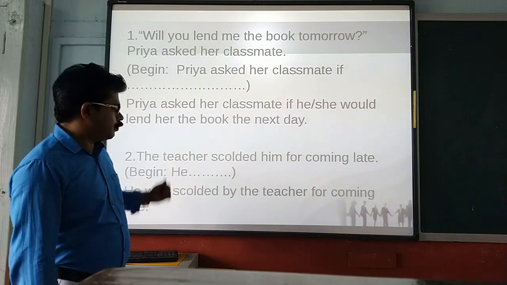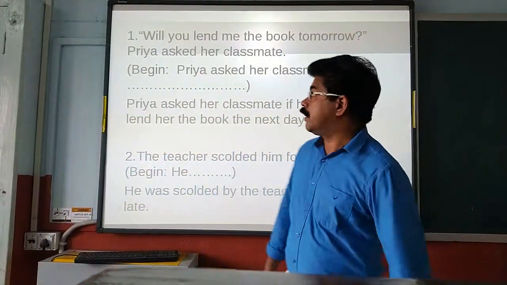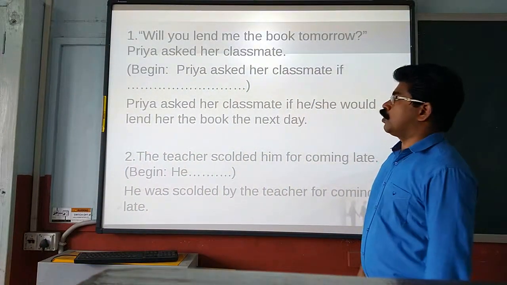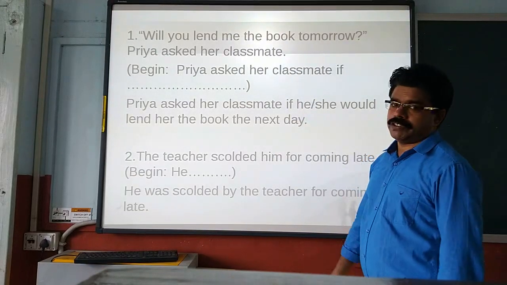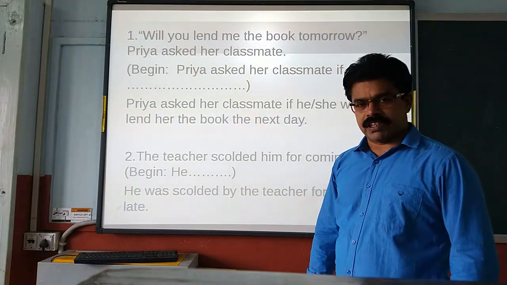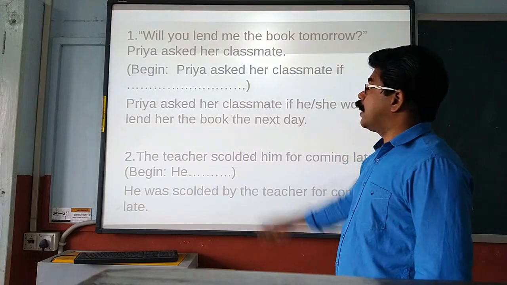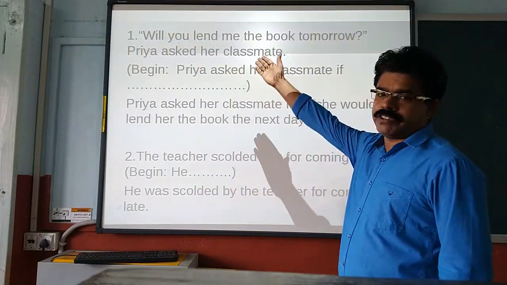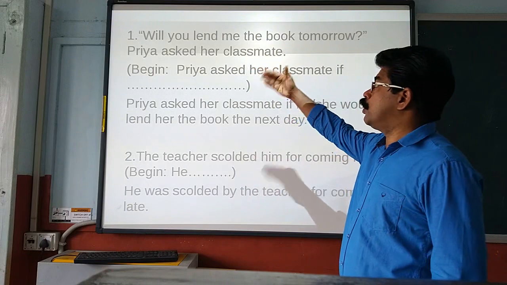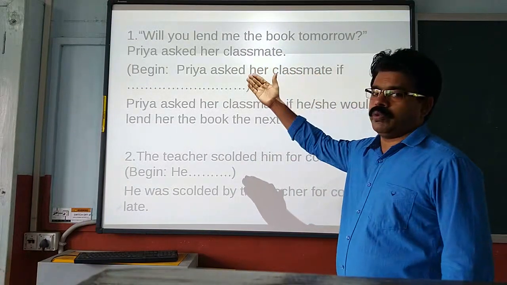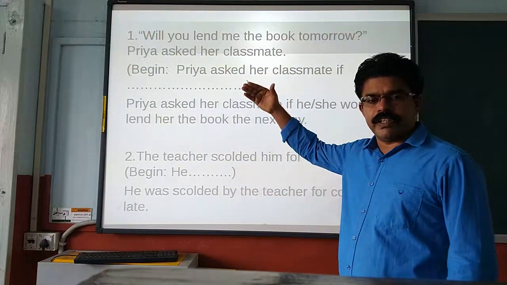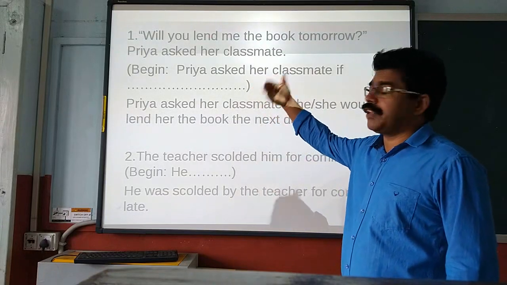Here the question as well as the answer I have given. Let us analyze the sentences here. Will you lend me the book tomorrow? Priya asked her classmate. Now if you see this one, this is same as what we have done in the previous class, coming under the topic direct and indirect speech. Will you lend me the book tomorrow? Here the question is interrogative, asking a question. And what type of question is this? It is yes or no type. The answer is either yes or no.